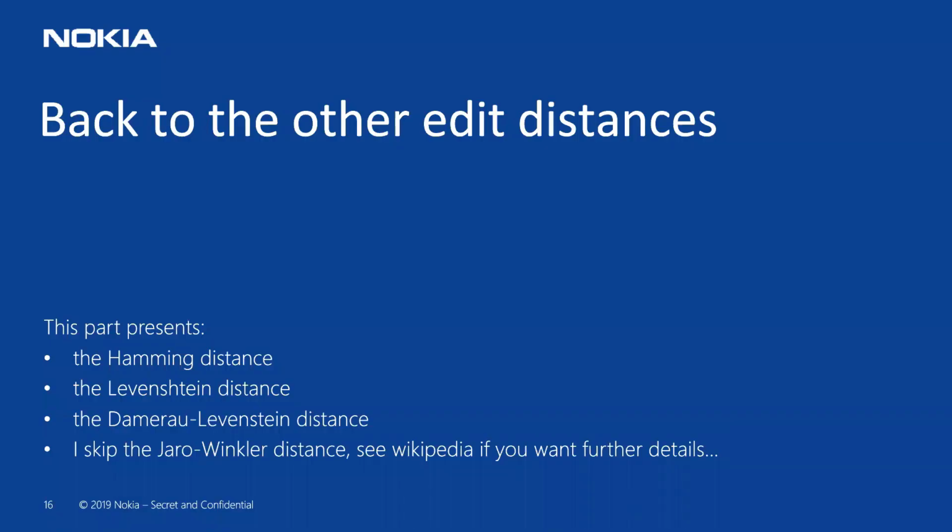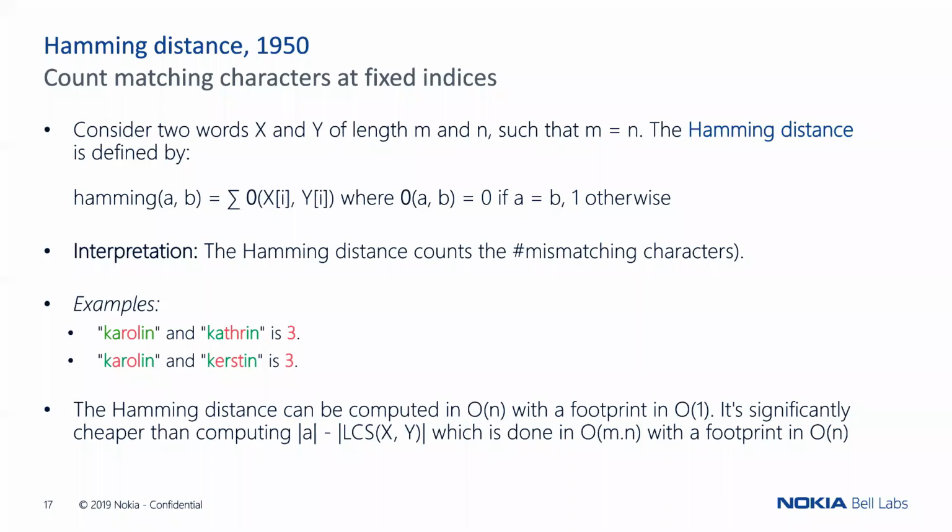Okay, so the time is going, so I will briefly cover some other distances, but now you have the main concepts in mind. So the Hamming distance, that you might probably already know, tries to find the number of mismatching characters. So it's a particular case of edit distance, of course.